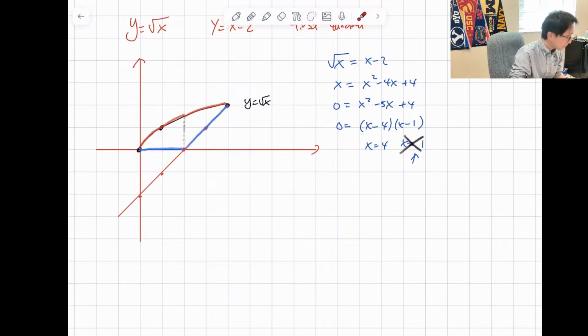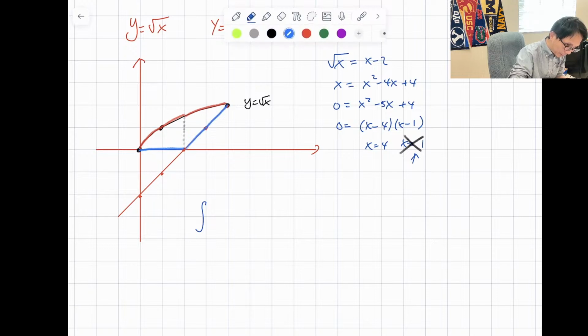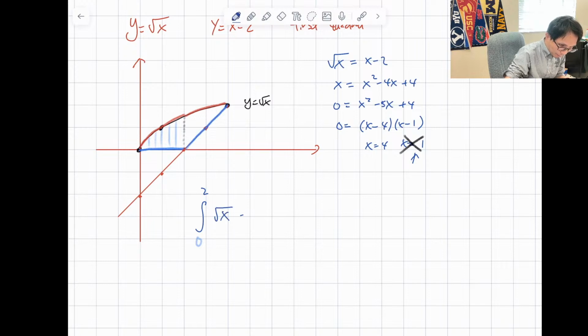Is that okay? So how do I set up this integral? The integral for the left side, which we're going to say is the blue part here, is going to be what? 0 to 2. And then what? Root x minus 0 dx. Why is minus 0 important? Because 0 is the bottom function. Am I going too fast?